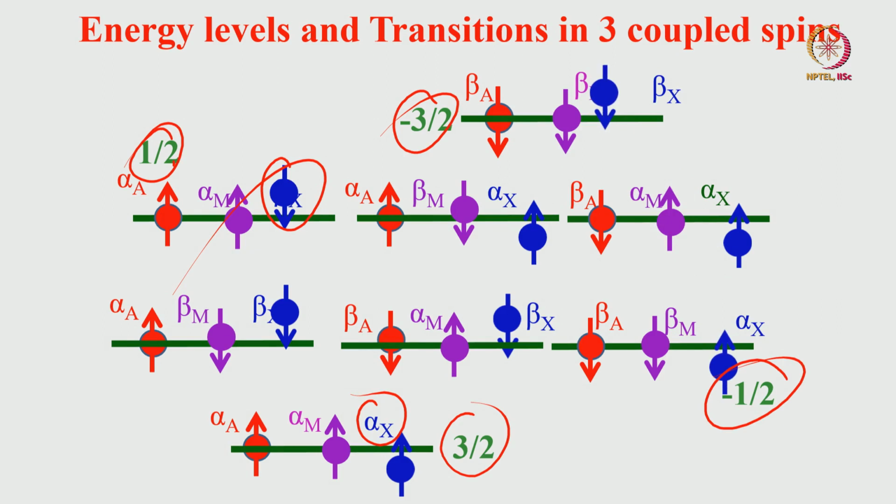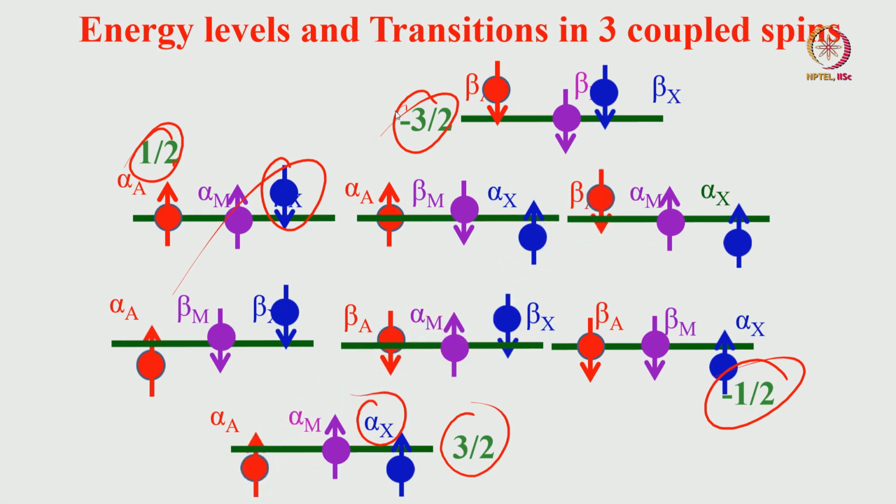So, how many transitions did we see for X spin? 4 transitions we saw. All these are 4 X transitions. Now, what about this one? This is allowed. A is changing from beta to alpha. This is allowed, minus 3 by 2 to minus half. You will get a delta m of minus 1. Similarly, if you go from here to here, you will get plus 1, allowed.